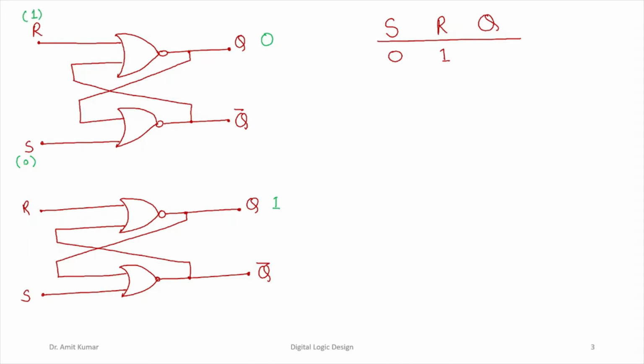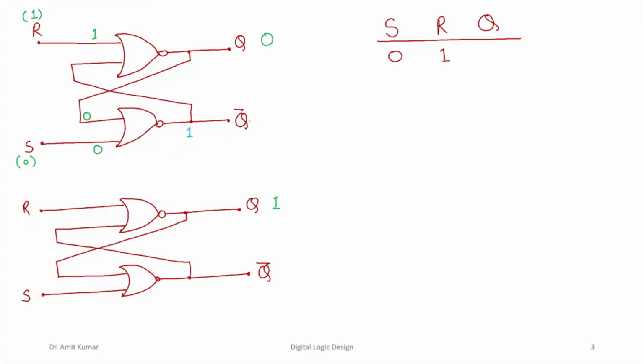So if the input S is a 0, what basically happens is this input is going to be fixed to 0. If the input R is 1, this input is going to be fixed to 1. So this 0 from the feedback will be made available to the input of this NOR gate, right? So 0 NOR 0 is going to be a 1, right?